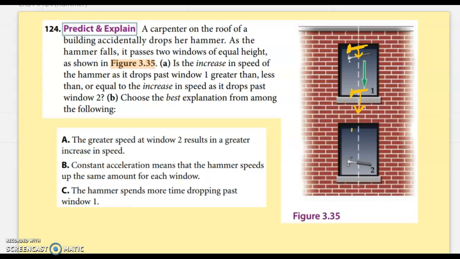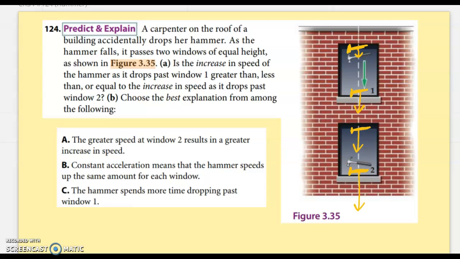Now, by the time it gets down to the top of window 2, it's even faster yet. And by the time it gets out of window 2, it's as fast as we've had. That might be a little exaggerated. Maybe like that. Okay. Now, we know that gravity gives 9.8 meters per second every second.